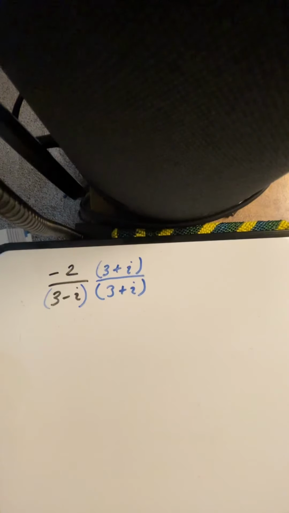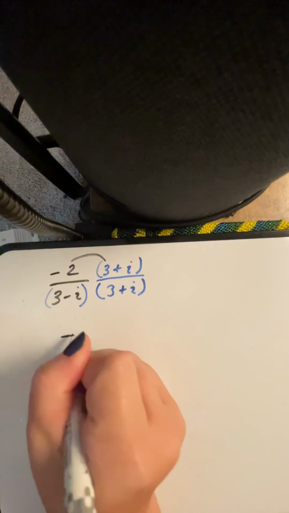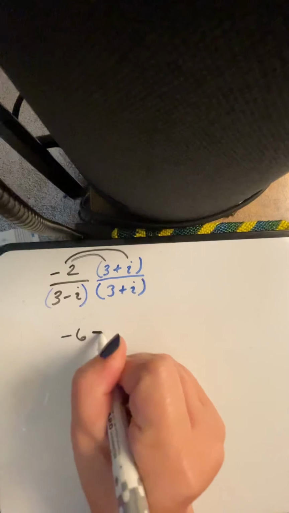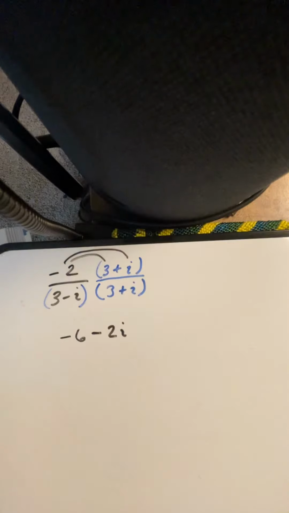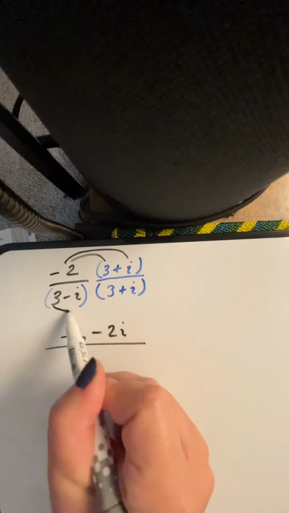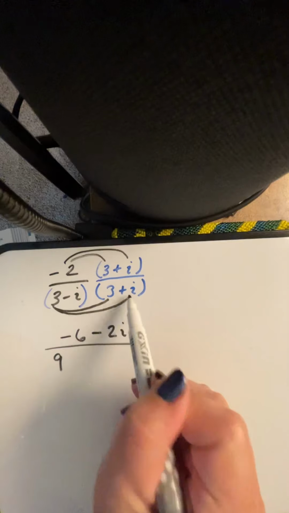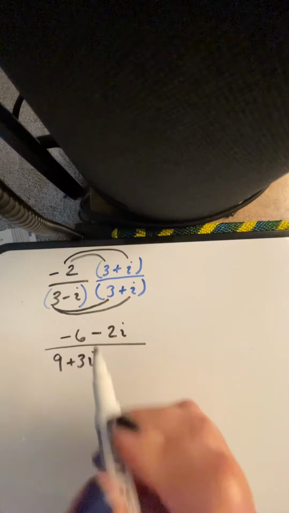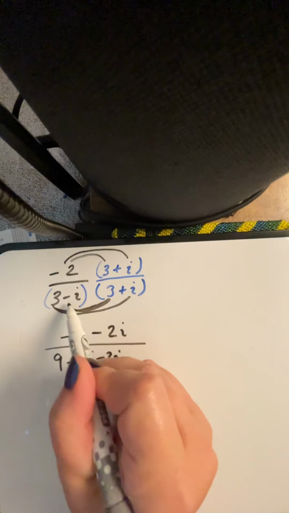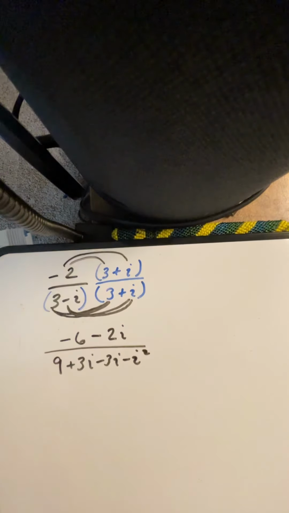We have -2 times 3. So in my numerator here, I'm going to have -6. And then I have -2 times i, so that's going to give me -2i. In my denominator, I'm going to FOIL this out. So I get 3 times 3, which is 9. 3 times i, which is plus 3i. I get -i times 3, so that's -3i. And then I get -i times plus i, so that's -i squared.